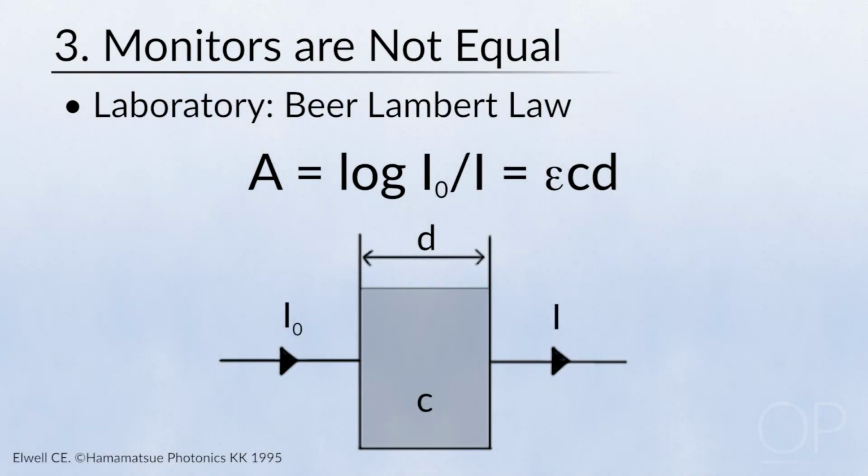Following on from this, monitors, and I'm talking about the commercial monitors particularly, are similar but not equal. In a laboratory, the concentration of a chromophore in solution can be determined from the Lambert Law, in which the light attenuation is dependent on a logarithmic function of the ratio of the incident to the emerging light. And as epsilon, the extinction coefficient, is known, and d, the light length or path length through which the light travels, is known, you can get a concentration of the chromophore.